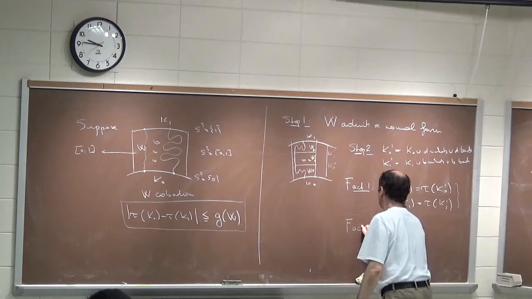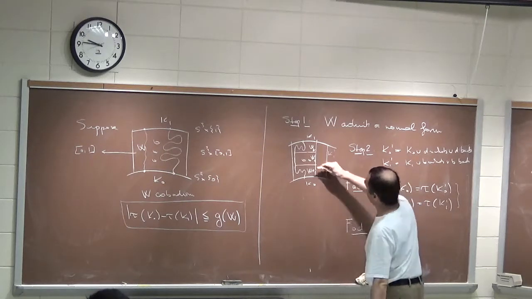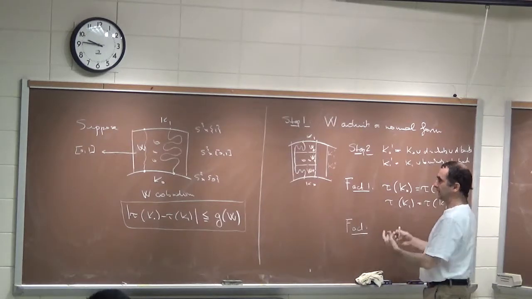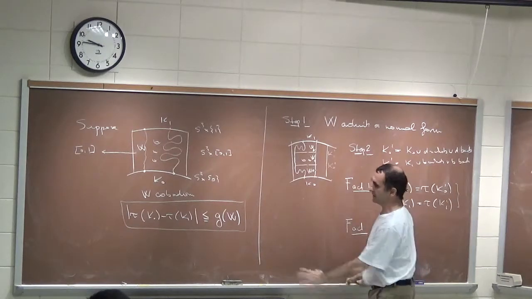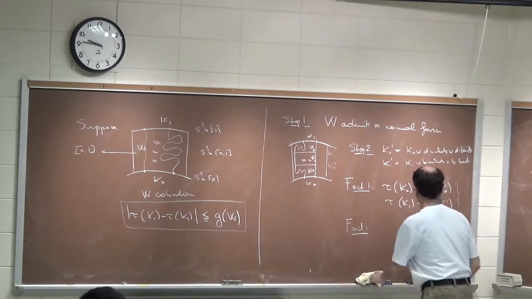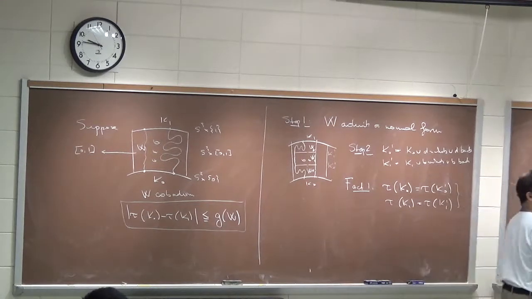And fact number two is that now we have this intermediate cobordism, and we would like to say that the change of tau here has something to do with the genus. And so maybe I could write that down here.